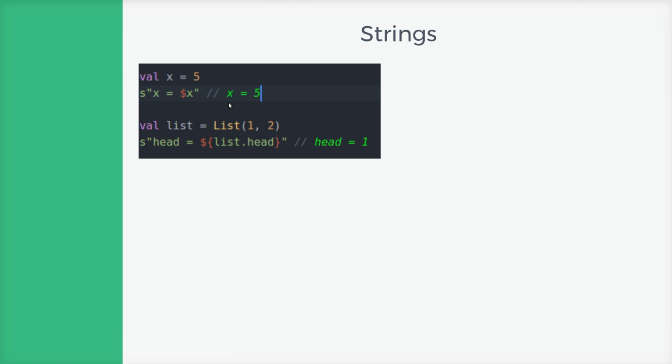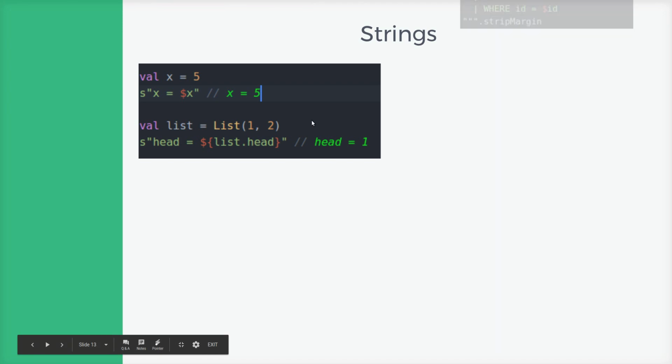Another syntax for string interpolation is to use the dollar sign and a bracket, which allows you to perform more complex operations, like calling a method from an object, in this case list.head, and we are getting the result like head equal to 1. Head is the first element from the list. We haven't seen collections so far, but it's the first element from the list.